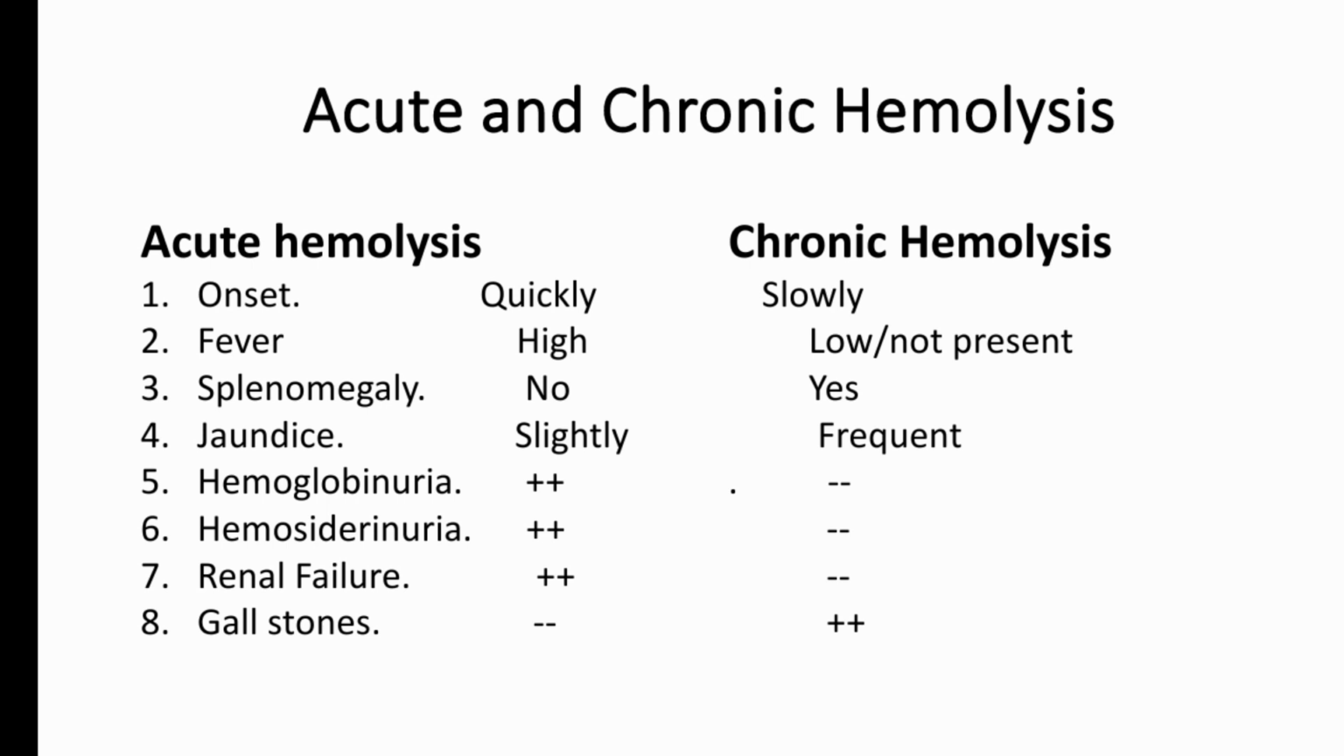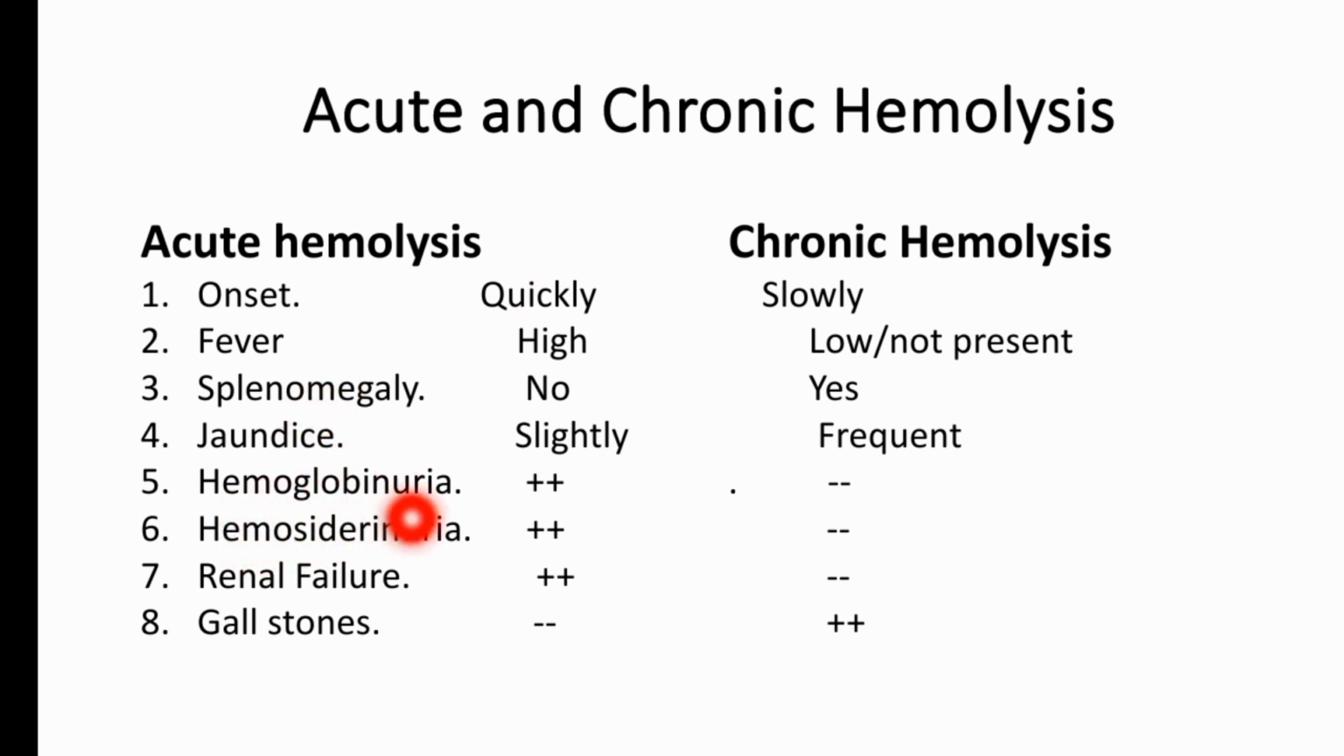Okay, then comes the jaundice. Jaundice means the yellow discoloration of the sclera. Alright, you all know about that. When there is red blood cell destruction, when there is hemolysis, there is jaundice. Same with the case of HDN, hemolytic disease of the newborn, we see the jaundice. So in the acute hemolysis cases, the jaundice is slightly present. Whereas in the chronic cases, it is frequently present because the body has enough time to show the symptoms of jaundice, as it is a chronic, prolonged case.